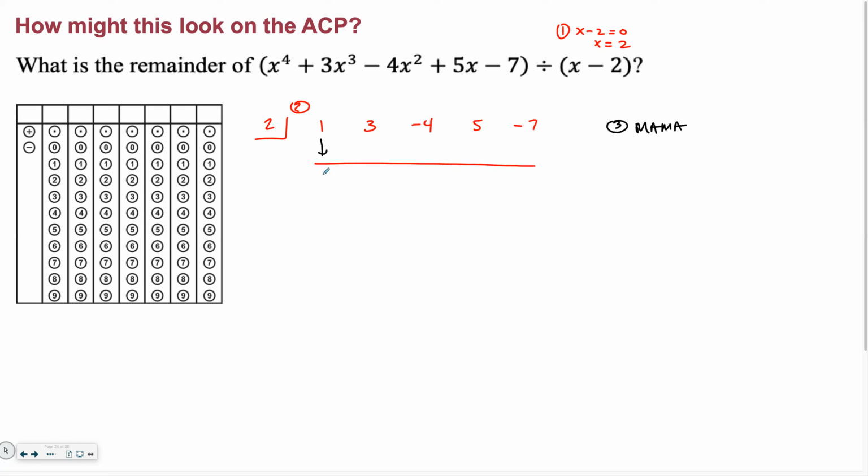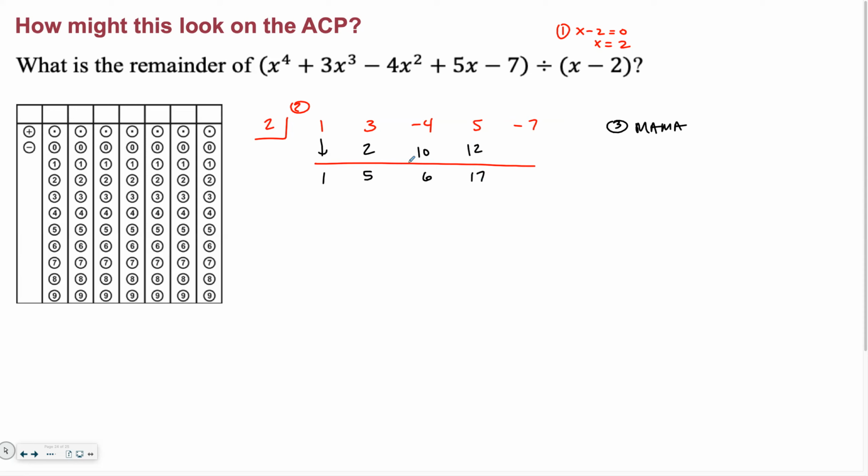So the 1 drops. So 1 times 2 is 2. 3 plus 2 is 5. You add those. Now I multiply. 2 times 5 is 10. I add. So 10 minus 4, or -4 plus 10 is 6. 6 times 2 is 12. Now we add. And I get 17.